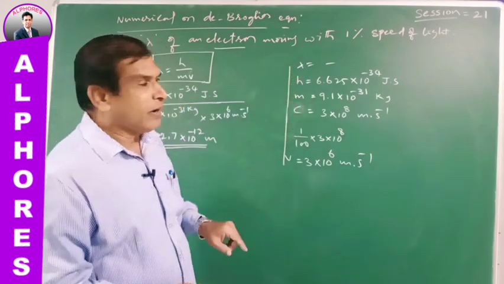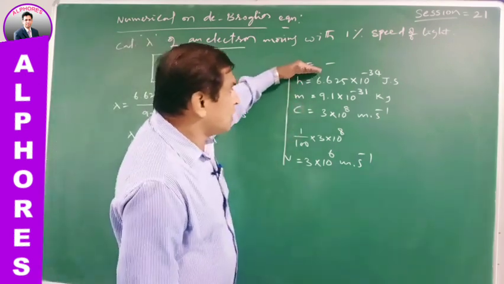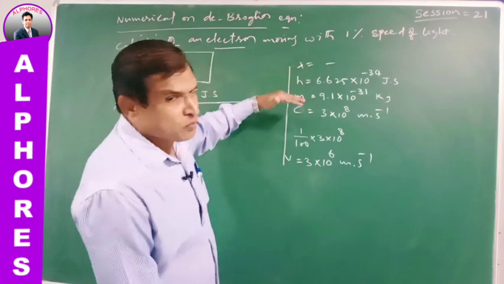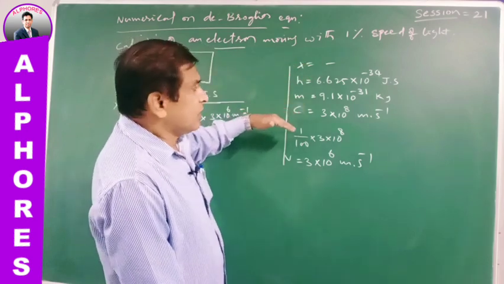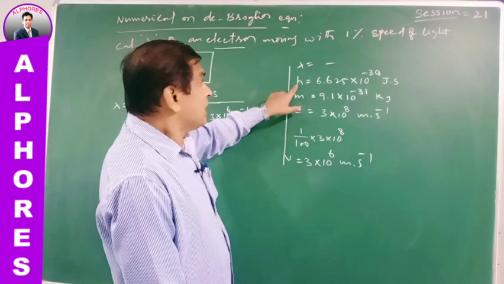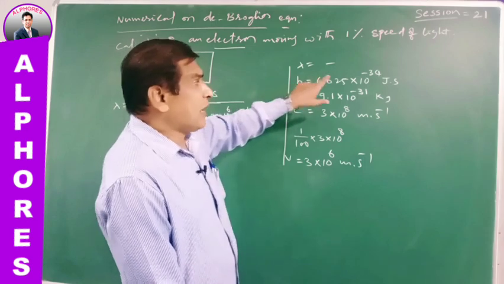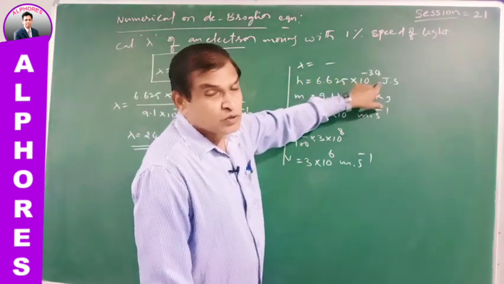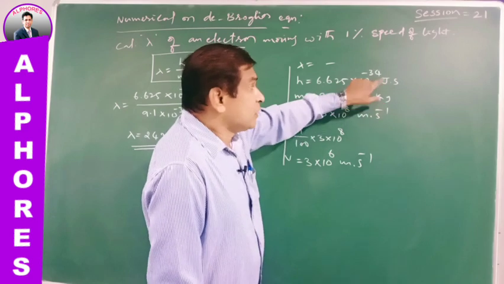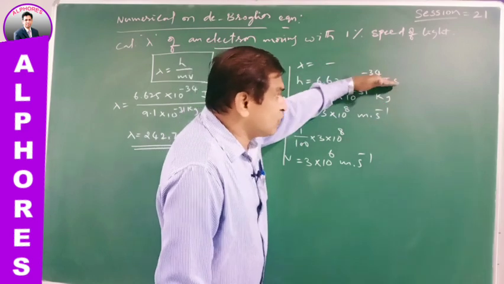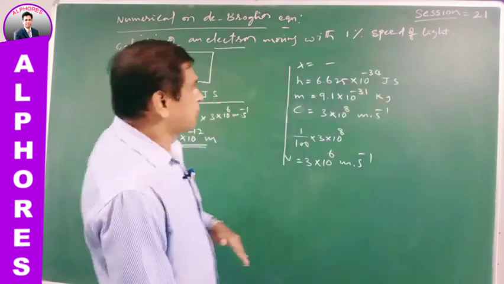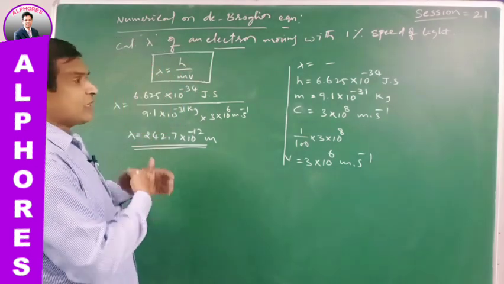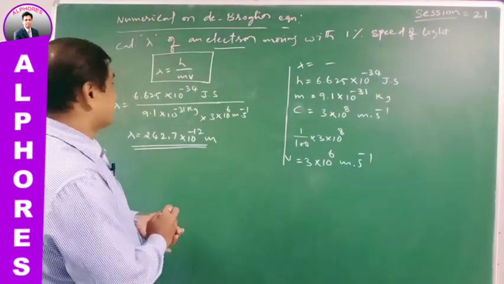Remember, the important point is that all the quantities must be in the same units, they should not be different. For example, if Planck's constant is considered in ergs, we should not use it like that. It must be in the same units, SI units. If we consider different units, you cannot get the right answer.